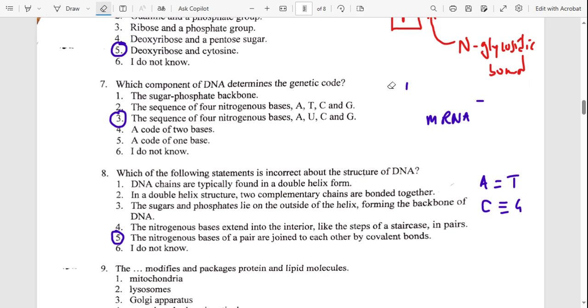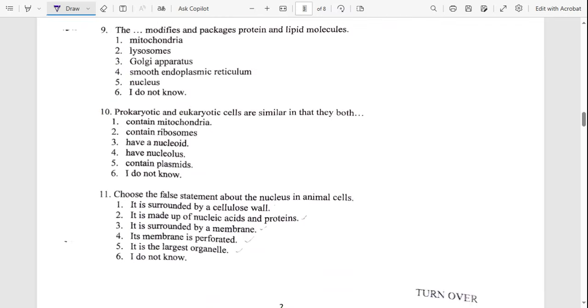So the question is actually saying the component of DNA determines the genetic code. So I also quickly rushed through and didn't even see that DNA. So because it's DNA, you're supposed to have ATCG. Okay, but the genetic code itself doesn't contain the thymine, so you're supposed to have uracil. So because it's DNA, please make that correction. You're supposed to have the thymine there. Thank you so much for the observation.